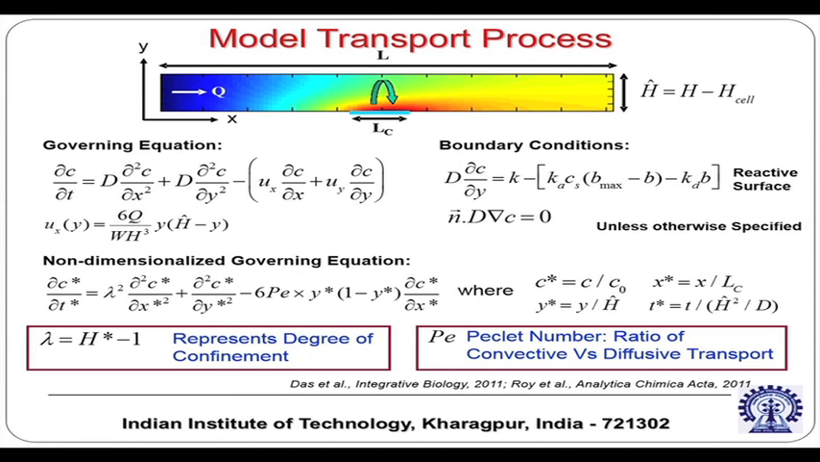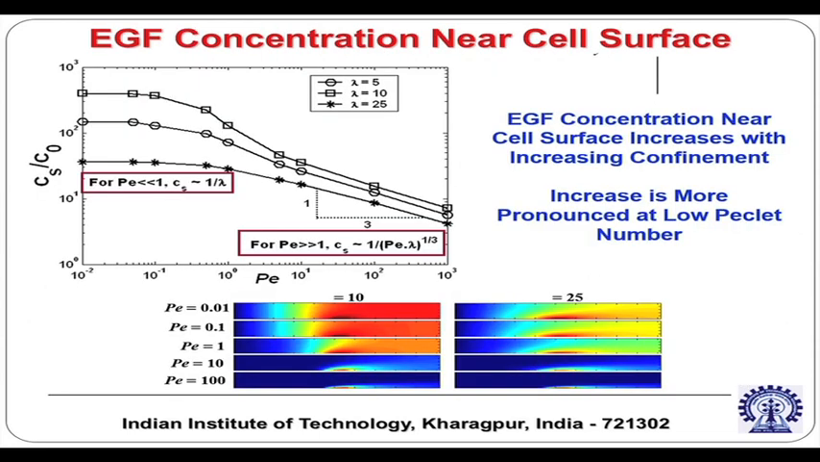Although in many cases we are not interested to study reactions, I have purposefully put the reactive surface boundary condition to make the model look more generic. So then we study the EGF concentration as a function of the Peclet number. If you recall, the Peclet number is the ratio of the advection to diffusion strength, or the diffusion time scale by advection time scale, and you can see that EGF concentration near the cell surface increases with increasing confinement. So confinement is a very important problem.